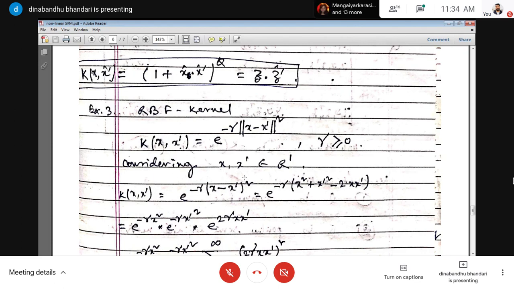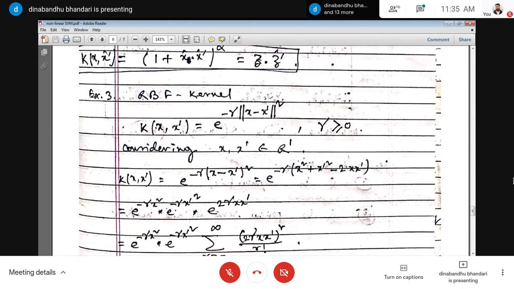Now what is this? It is e to the power minus gamma times (x^2 + x'^2 - 2xx'). What I am showing is that this is nothing but the dot product of two infinite dimensional vectors. That's what I'm going to demonstrate. So we are taking these points in one dimension to the infinite dimensional space, calculating their dot product and returning this particular function.